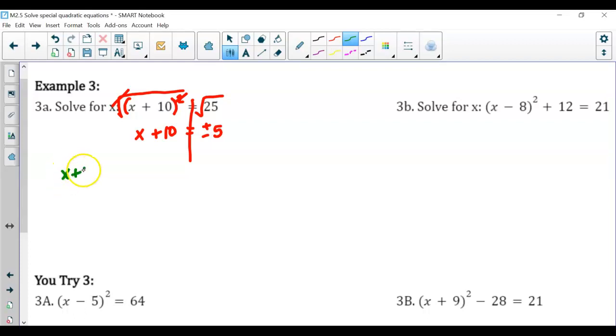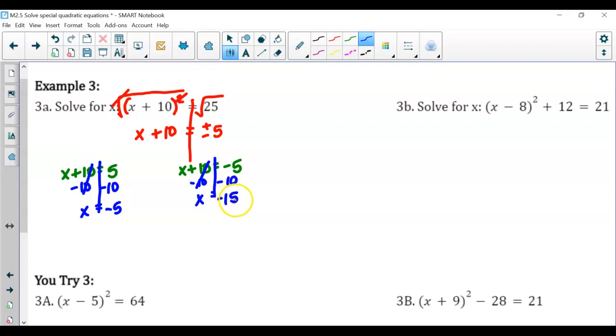We're solving x plus 10 is equal to positive 5, but we're also solving x plus 10 is equal to negative 5. So no matter what, for both equations, we are going to solve for x by subtracting 10 from both sides of the equation. So now notice you've got x is equal to negative 5, and here x is equal to negative 15, from negative 5 minus 10. So x is equal to negative 5 and negative 15.